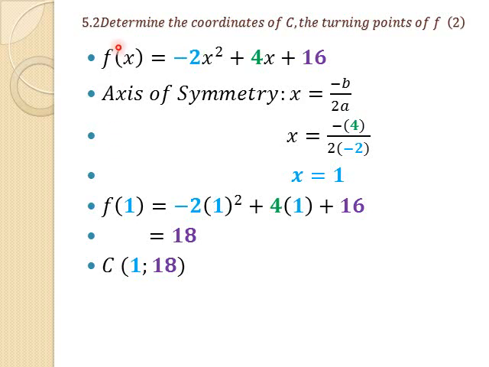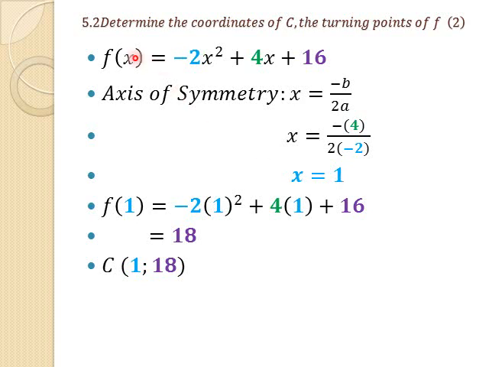Right, second question. Determine the coordinates of C, the turning point of f. So for the coordinates of C, first we find what we call the axis of symmetry. The line that cuts the graph in such a way that both the left and right hand side are identical. We can fold them over each other. To get the axis of symmetry, we first work with x equals minus b over 2a. That will always be the formula given the equation. So b there is 4, so that becomes negative 4. 2 times a, in this case a is negative 2. Negative 4 divided by negative 4 gives me positive 1.